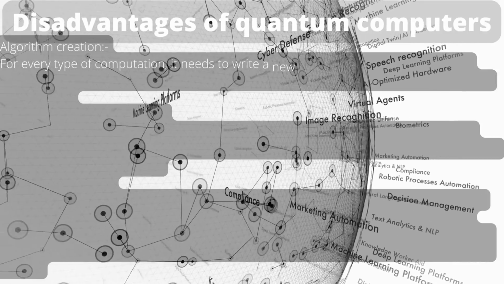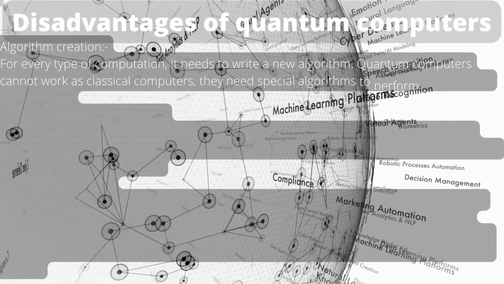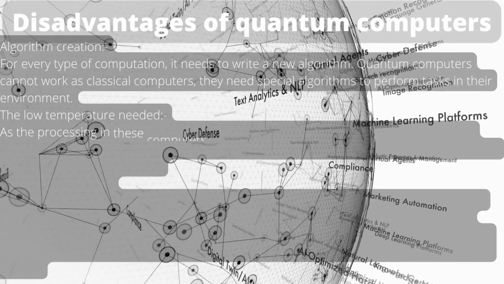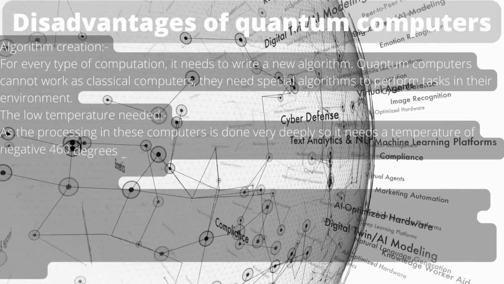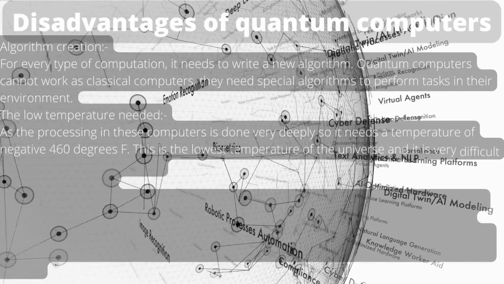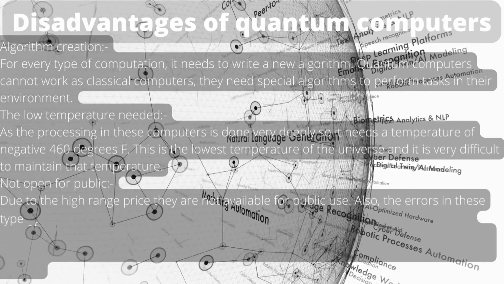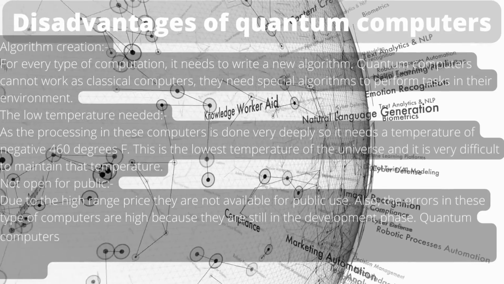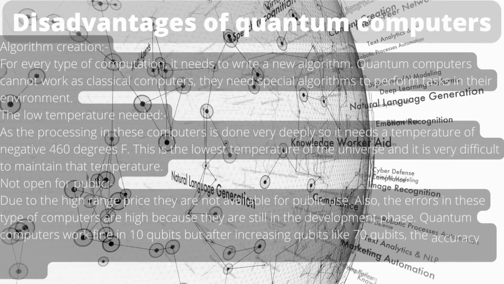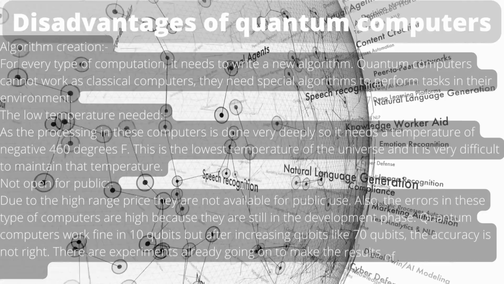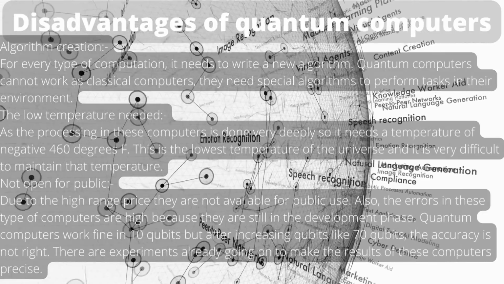What are some cons of quantum computing? Number one, algorithm creation. Every type of computer needs an algorithm written for it. Second, the low temperature needed for it to work is very hard to maintain. And third, they are not open to the public. Due to the high price, they are not available for public use.